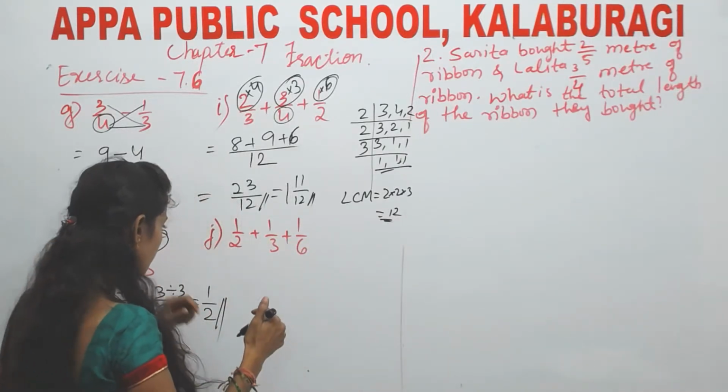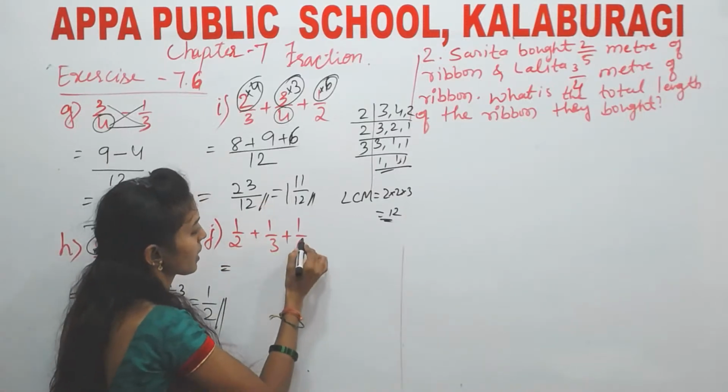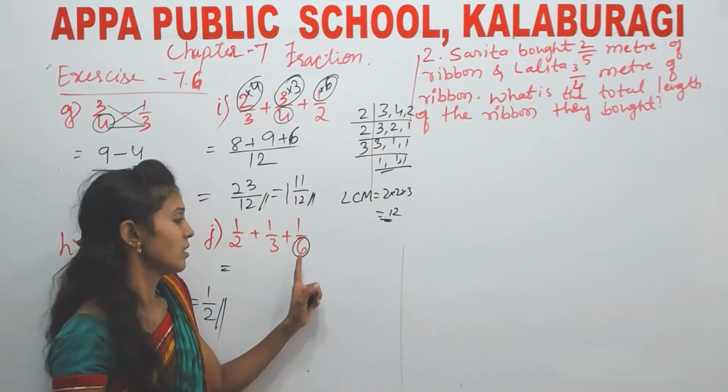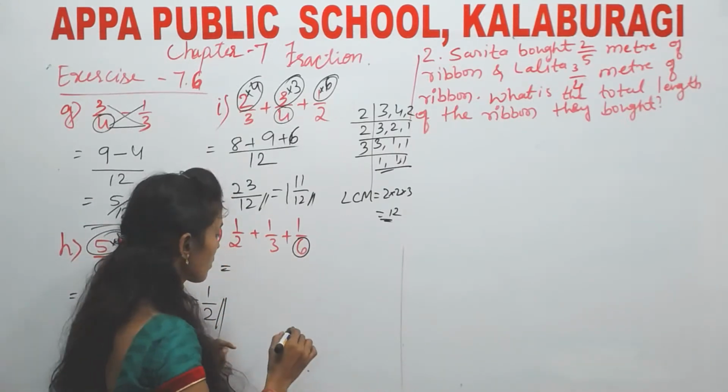Add. You see here. Again, just like this only. I'll choose this bigger one. 6 is in the 3 table and the 2 table also. So LCM is 6.